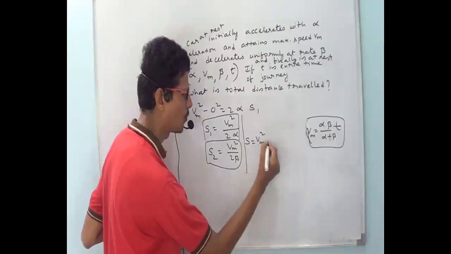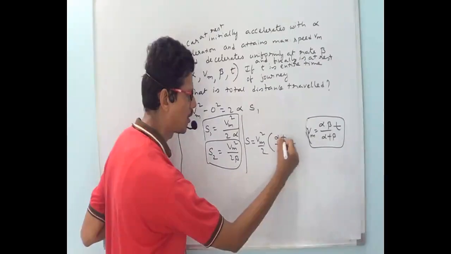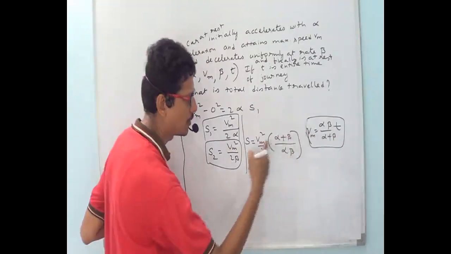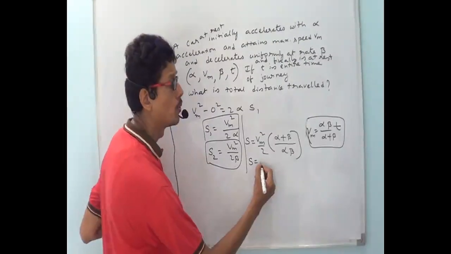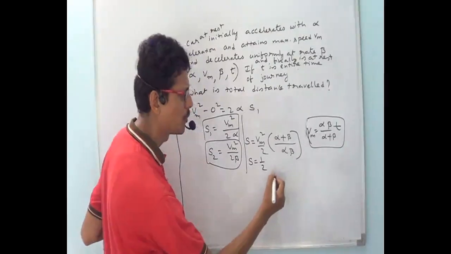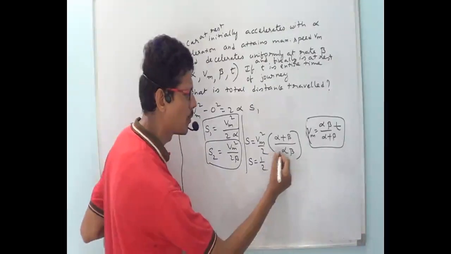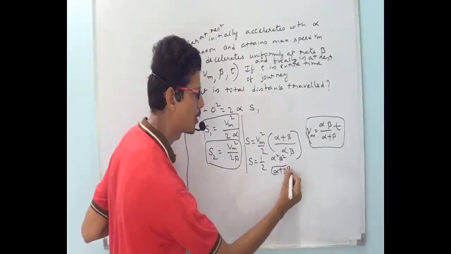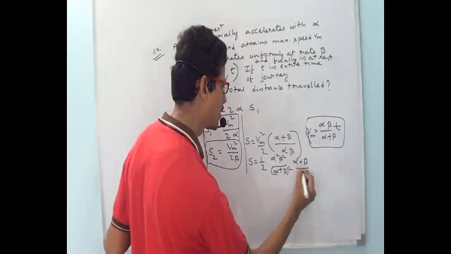The Vm square I will take common. By 2 also I will take common. What is this? Alpha plus beta. Okay. So you substitute that here. S is equal to, you are able to see this, 1 by 2 into alpha square beta square divided by alpha plus beta whole square, into alpha plus beta by alpha beta.